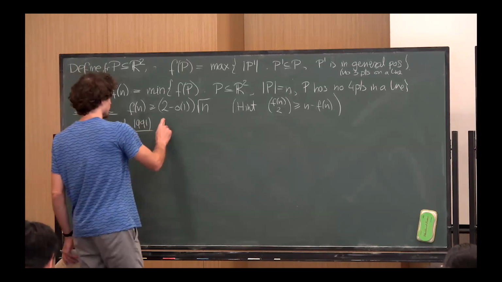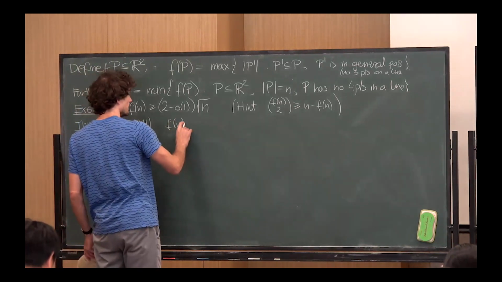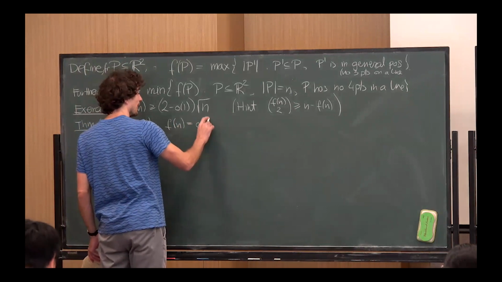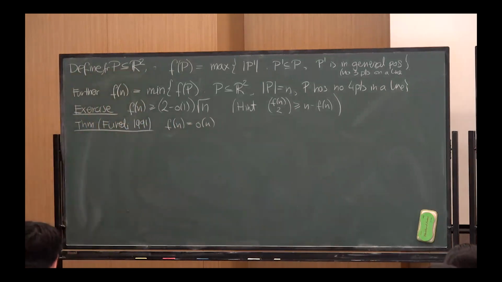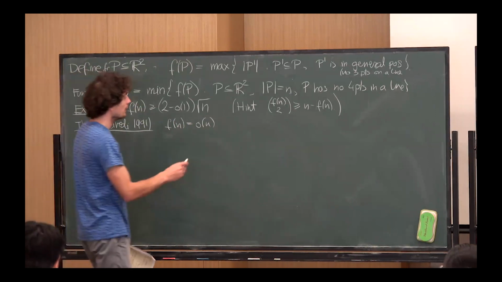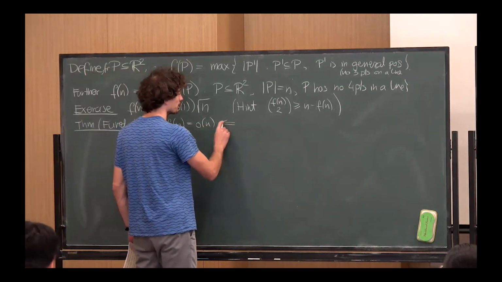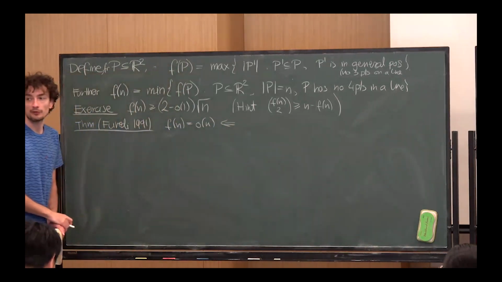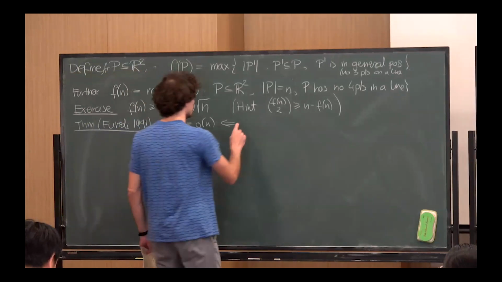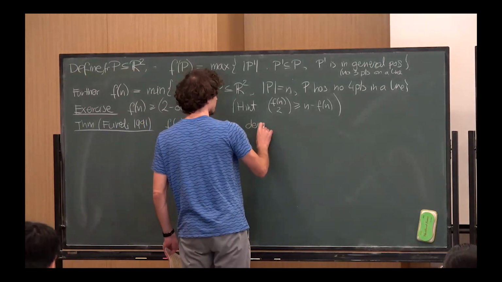So what Füredi did is he proved that at least this function is sublinear. F of n is little o of n. And his proof observed that such a bound followed from the so-called density version of the Hales-Jewett theorem.